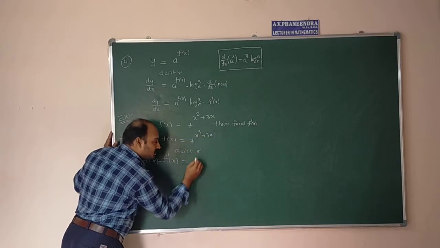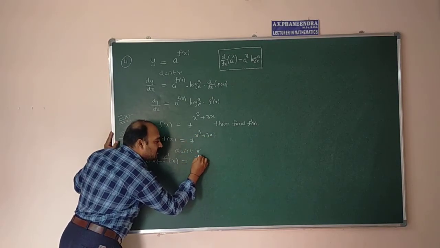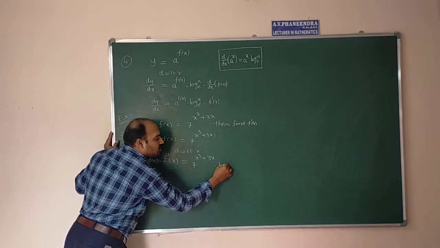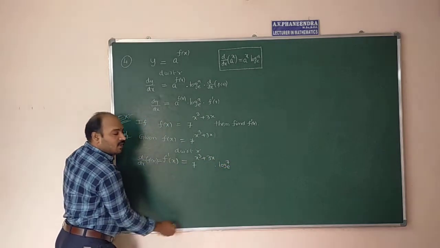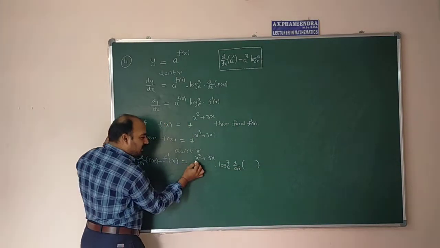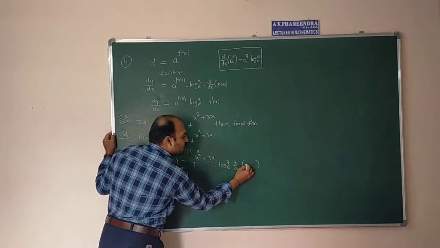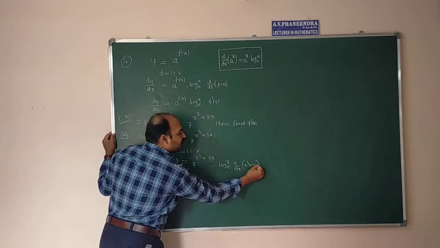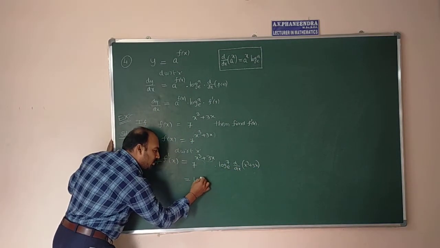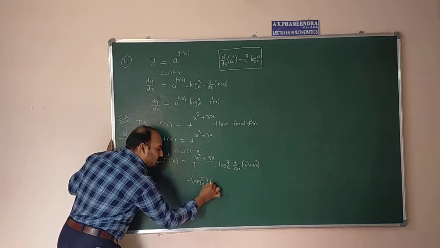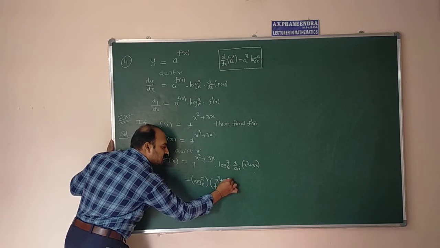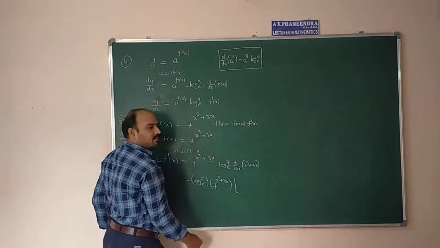7 power x cube plus 3x derivative is 7 power x cube plus 3x into log 7 to the base e into d by dx of which function you have to take here? X cube plus 3x. This function you have to differentiate. Now log 7 to the base e constant first you have to write into 7 power x cube plus 3x. Now each and every term we have to differentiate.